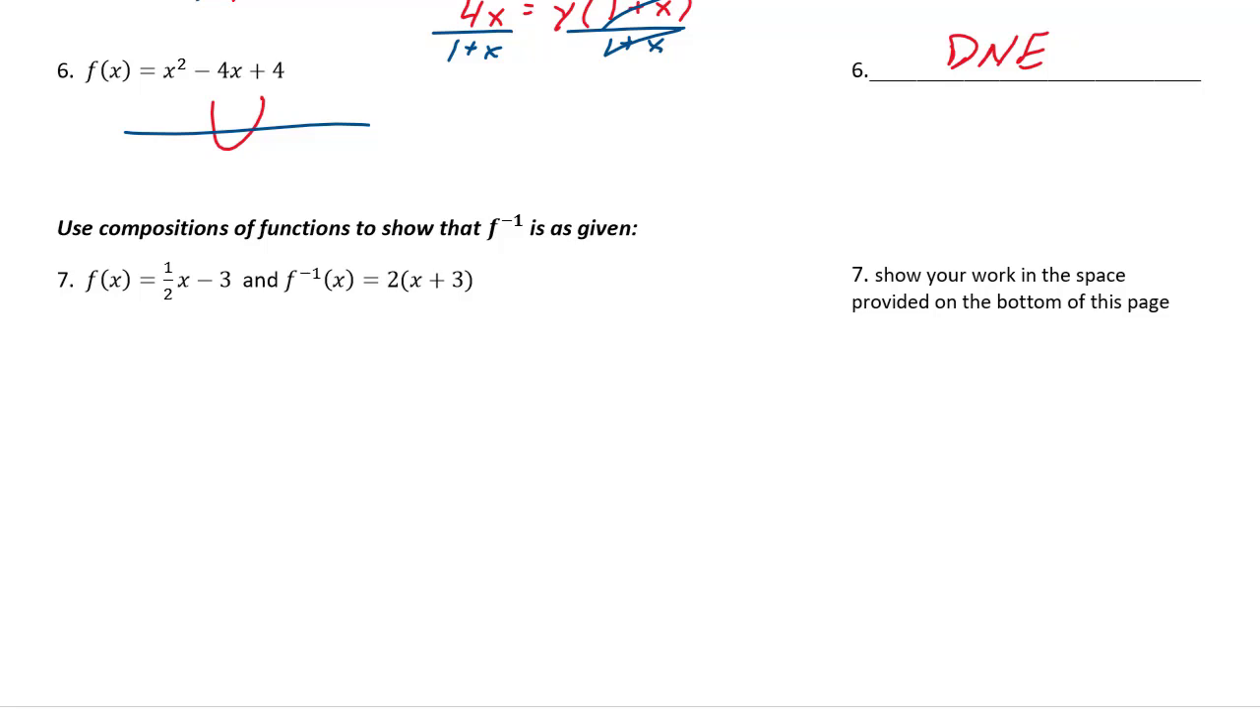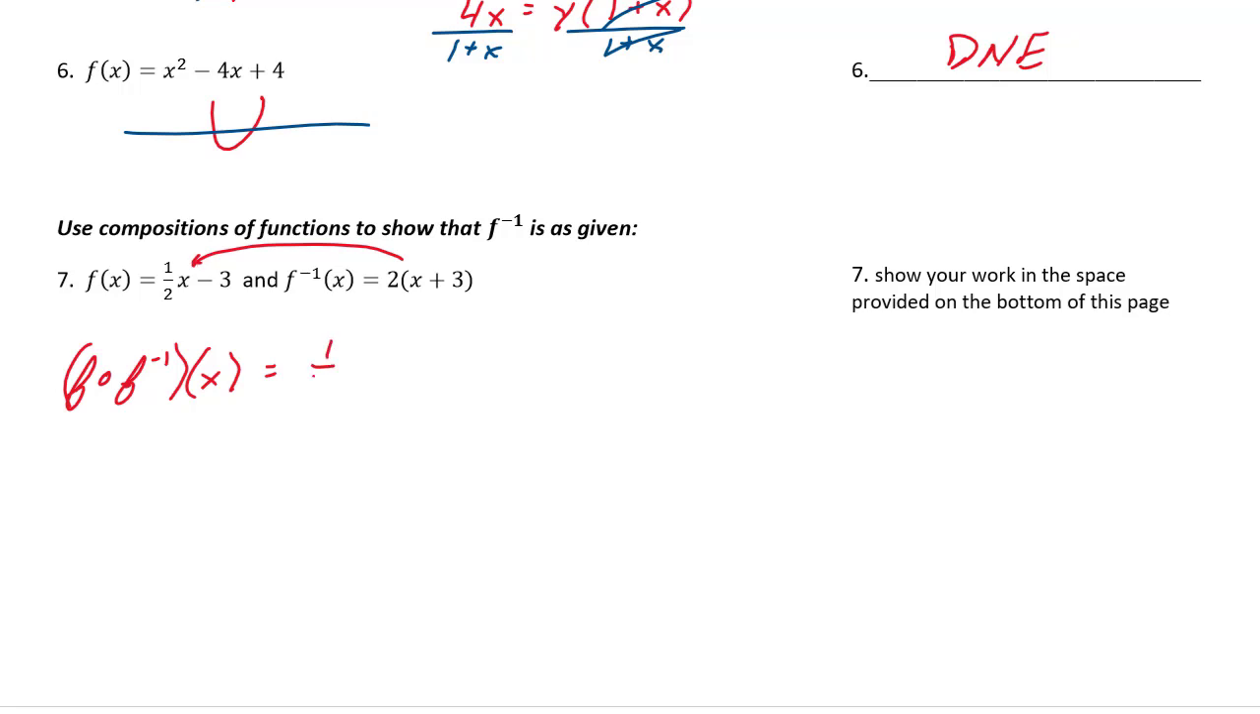All right, number 7 now wants us to show using compositions of functions that the two functions presented truly are inverses. So that tells me that my two compositions are going to be f of f inverse and f inverse of f. So I'll write that here in a second, just to make sure I have enough room. So that basically, this first one means that the second function is going to be plugged in everywhere I see x in the first function.